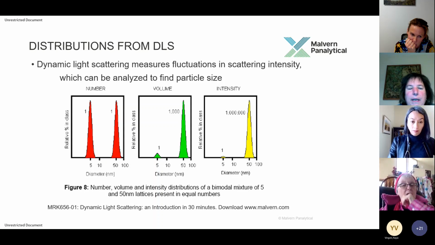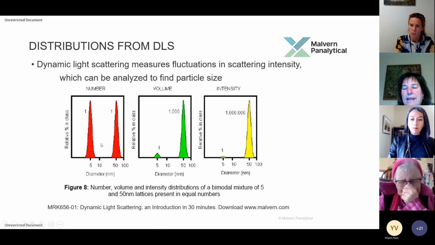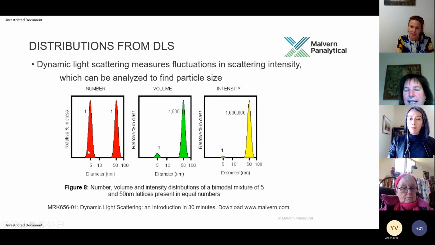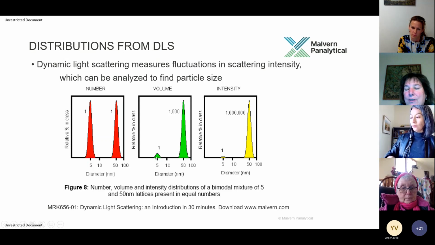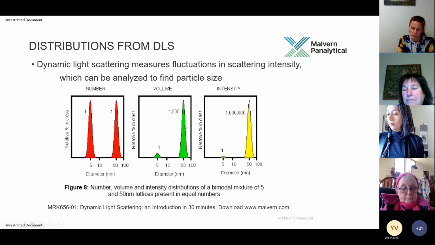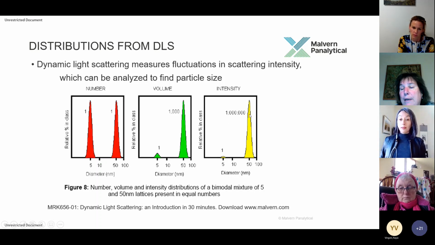measurements under a microscope, I would get distributions that had equal-sized peaks, a 1-to-1 ratio, for the 5 and the 50 nanometer particles. By volume, which is also a mass average, a volume average is 4/3 pi r cubed, so there's a 1/3 power contribution here. Now my peak looks like 1 to 1,000. But by intensity, it is 1 to 1 million. And that's really a big shift between this and this.